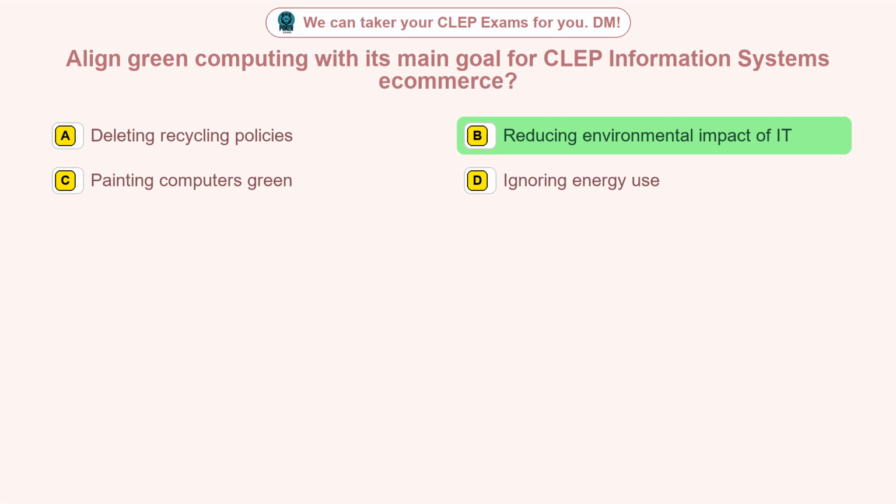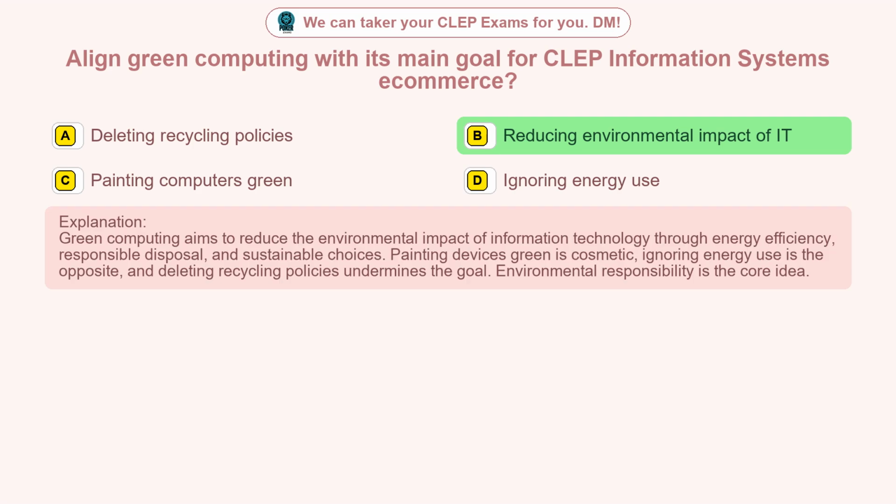Reducing environmental impact of IT. Green computing aims to reduce the environmental impact of information technology through energy efficiency, responsible disposal, and sustainable choices. Painting devices green is cosmetic, ignoring energy use is the opposite, and deleting recycling policies undermines the goal. Environmental responsibility is the core idea.